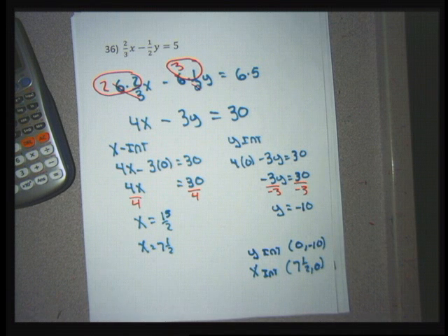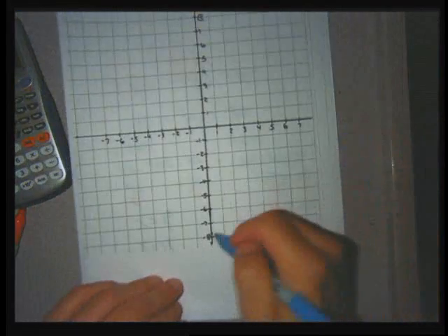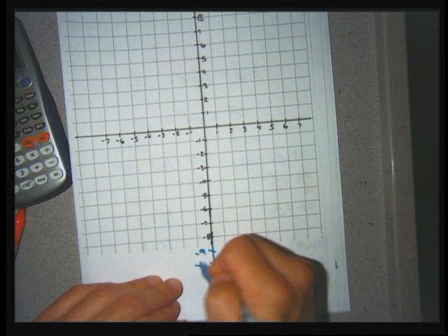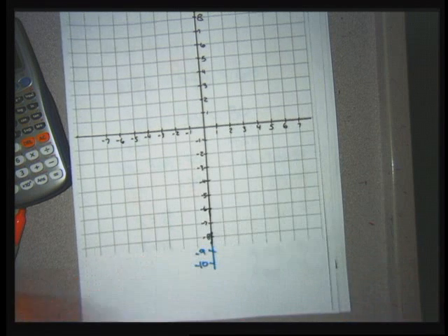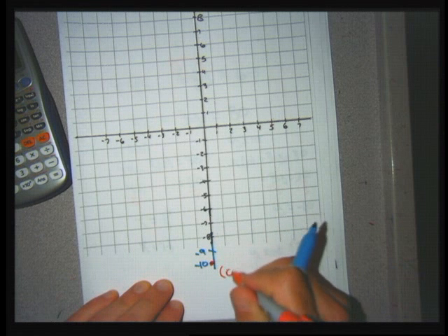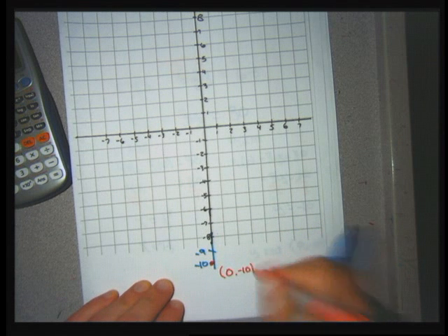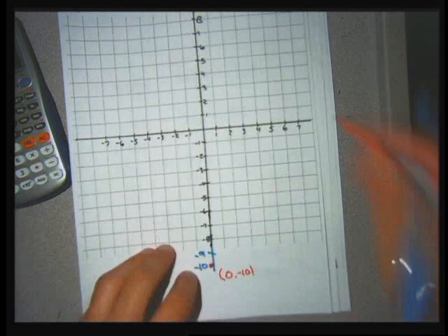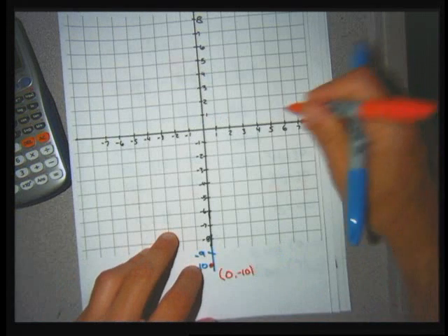So now I have my points that need to be plotted. I don't really need graph paper, but I don't feel like drawing a graph to fit this. So let me plot those 2 points. I need the y-intercept to be negative 10, so I'm plotting negative 10 on the y-axis. Your graph doesn't have to be this accurate. And then the x-intercept is 15 over 2, which is 7.5.